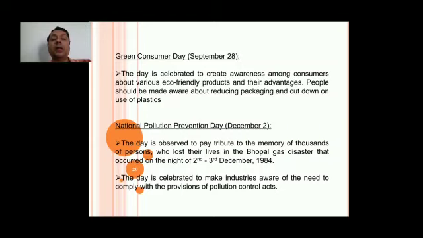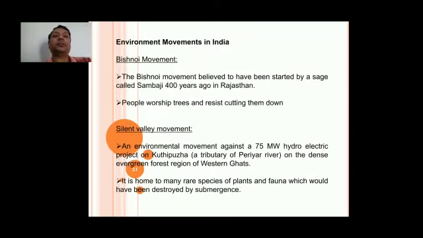plastics. National Pollution Prevention Day, December 2nd. The day is observed to pay tribute to the memory of thousands of persons who lost their lives in the Bhopal gas disaster that occurred on the night of 2nd or 3rd December 1984. The day is celebrated to make industries aware of the need to comply with the provisions of pollution control acts.